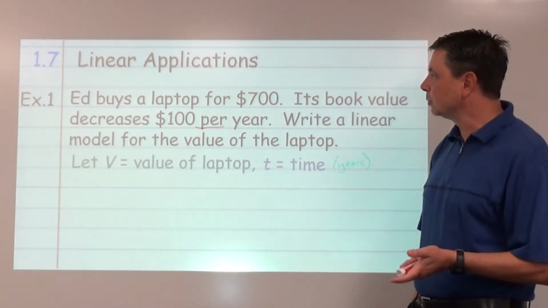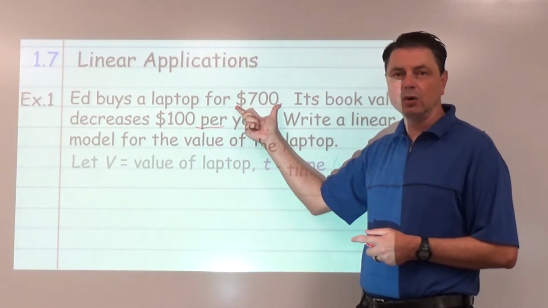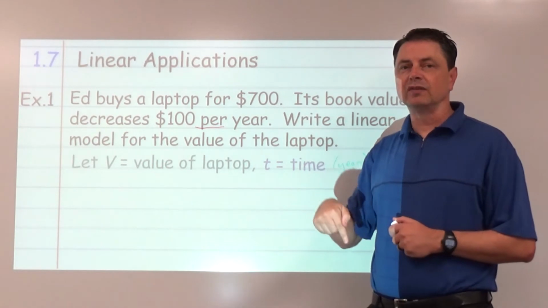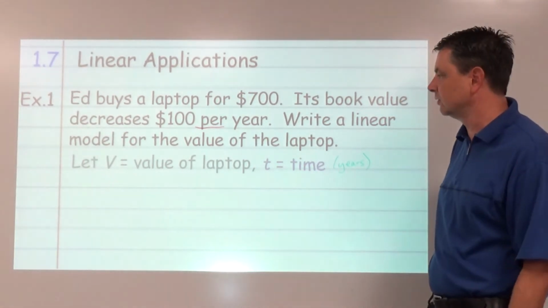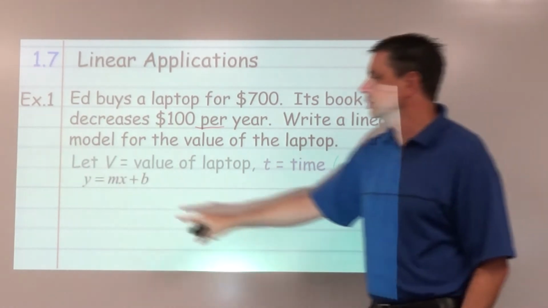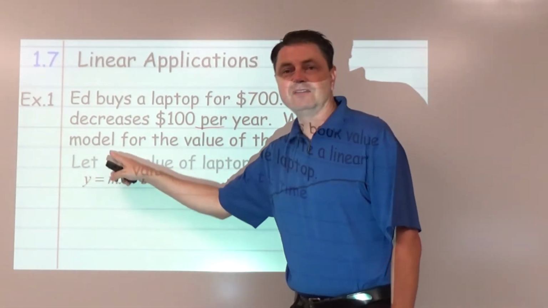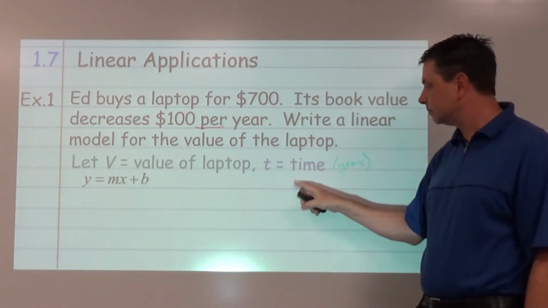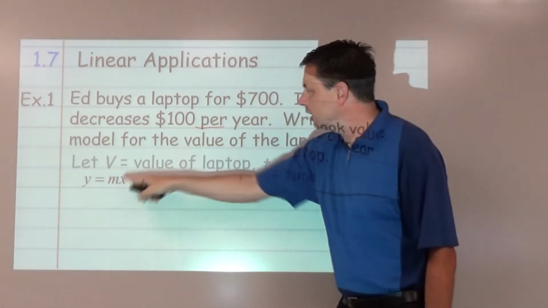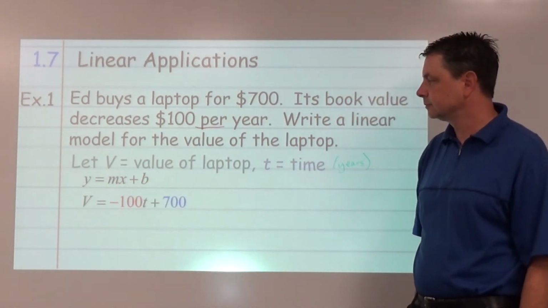And then the other part: he buys a laptop for $700. That's right now, which means that's an initial value, and that's what a y-intercept is, a starting or initial value. So we should be able to use y equals mx plus b. But in place of y, we'll put V equals, and in place of x, we're going to use t. The slope, negative 100. The y-intercept, 700.